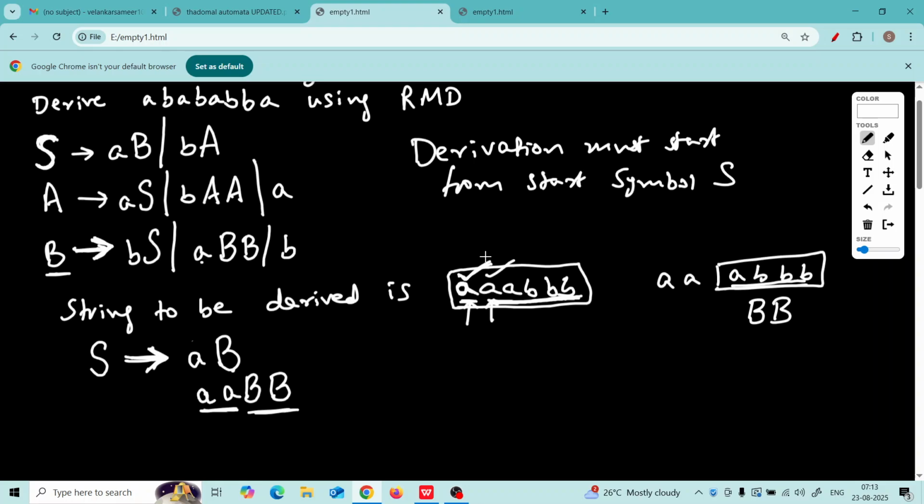Okay. Now, when you read this string from left to right, and if you always substitute the first non-terminal which comes from the left hand side, if you take in that order, it is known as leftmost derivation. Somebody will say, sir, what you do is a, B, B, B. This is what we are having.